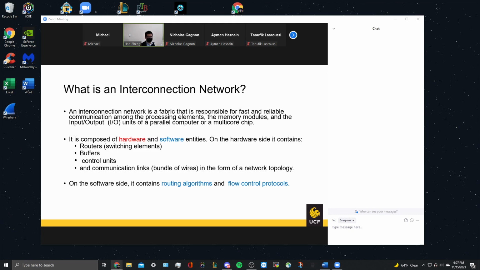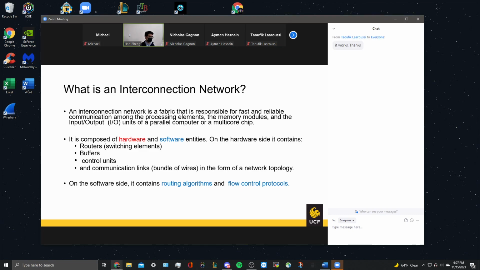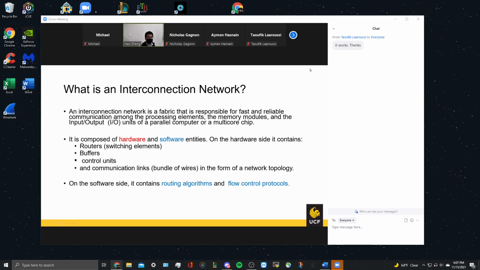On the software side, it contains the routing algorithm and flow control protocols. So what does the routing algorithm mean? We need to decide how to route the packets through the interconnection networks. And the flow control, how do we regulate the communication? What kind of policy should be deployed to regulate these packets across the network? This is the flow control. Is that clear?